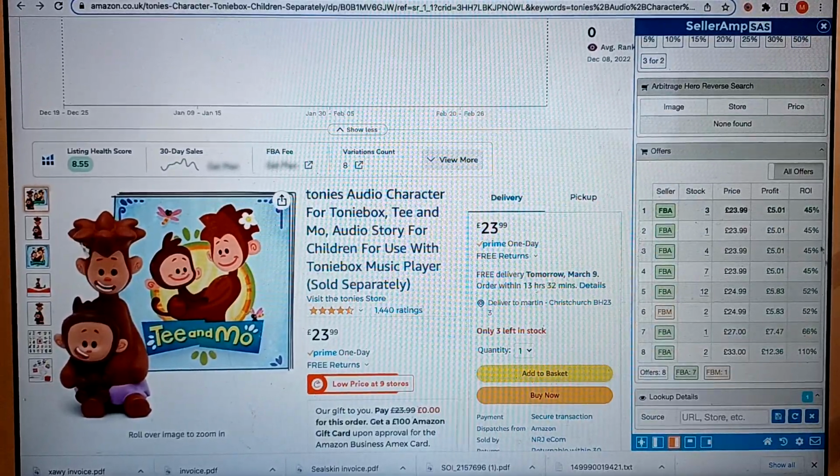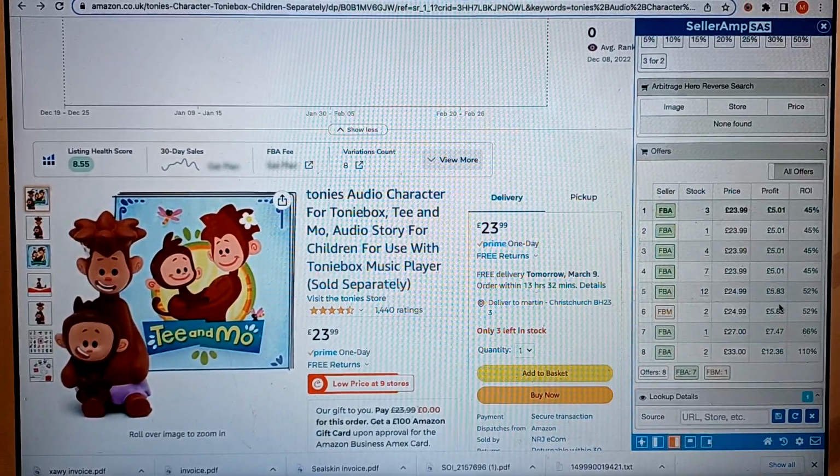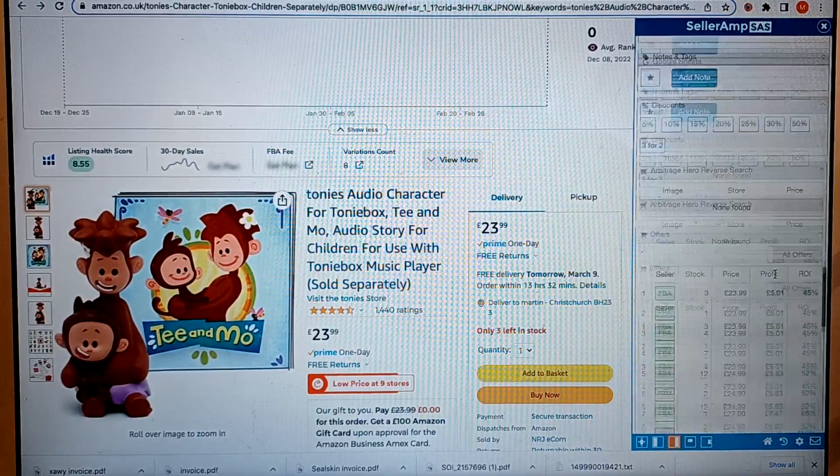You can see here, more sellers equals drop in price.